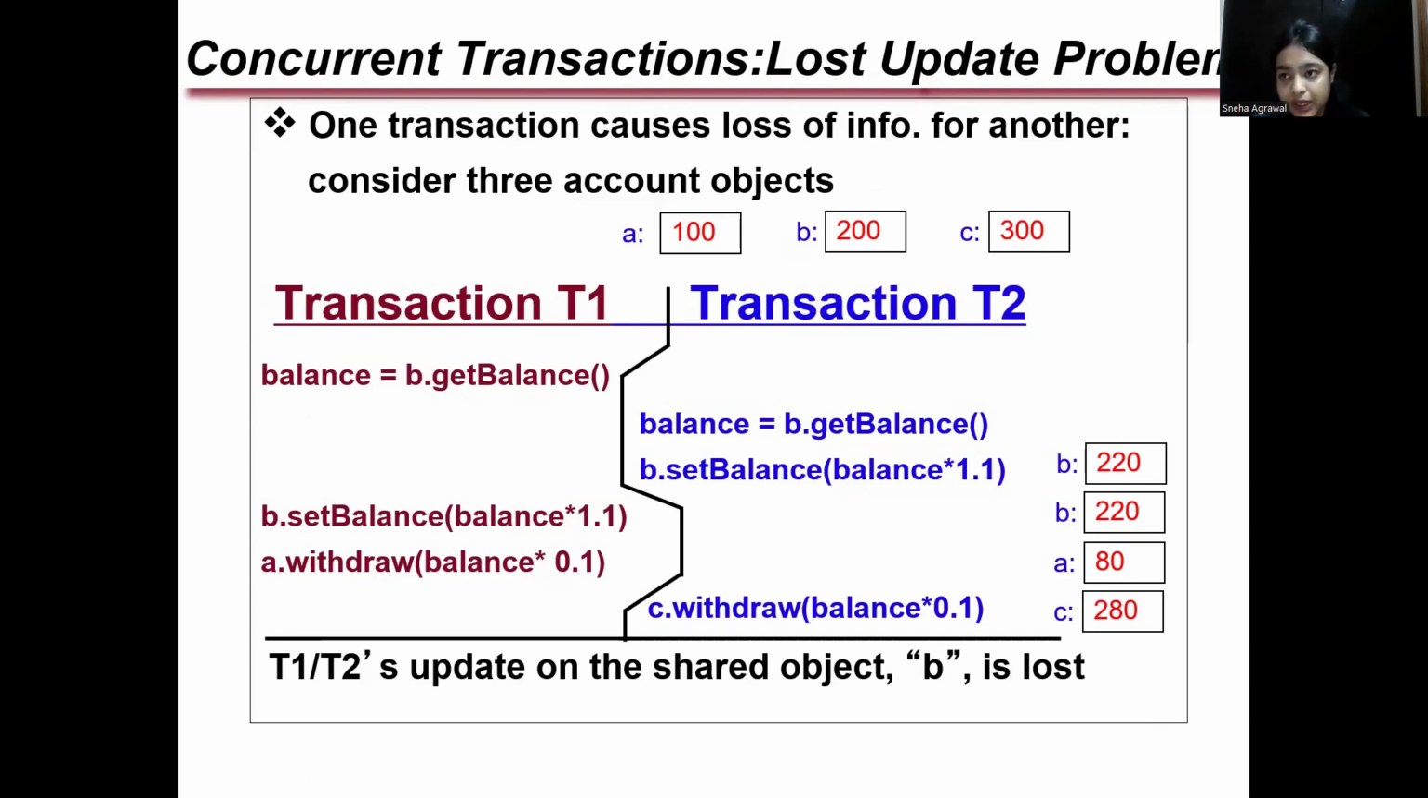Now we will withdraw the value from A. It will be 100 minus 20, that is 80. After this operation of T1 is executed, the operation of T2 gets executed, and we withdraw the amount from C, that is 300 minus 20, that is 280. So here T2's update got lost.